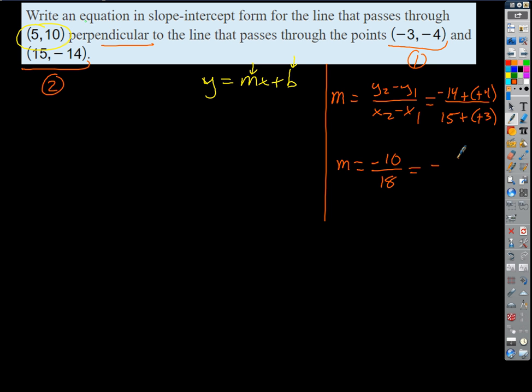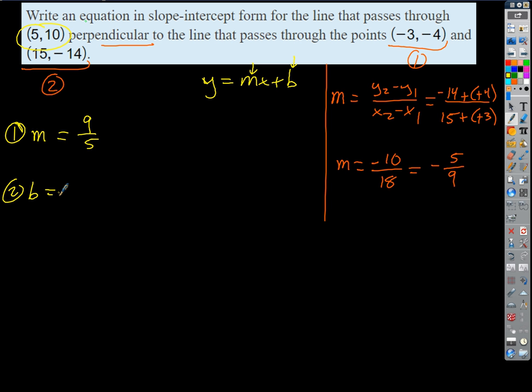Negative 2 over 3, if I divide both by 5, right? So there's our orange slope. What does that tell us about our yellow slope, though? 3/2. Okay, good. They're perpendicular, so they have to flip and switch, right? Or switch and flip. So does that mean that one's a positive number? Right. So our slope is going to be positive 3/2, right? All we have to do now is figure out what b is.